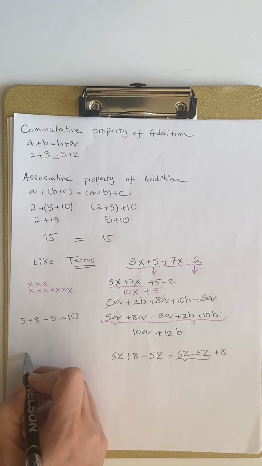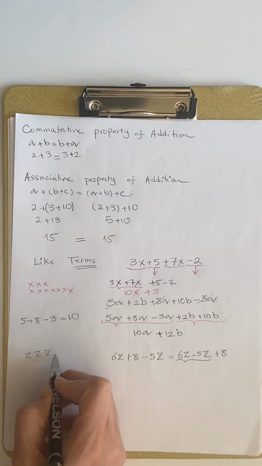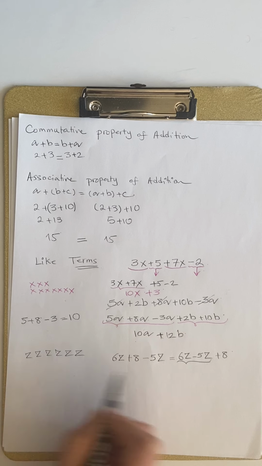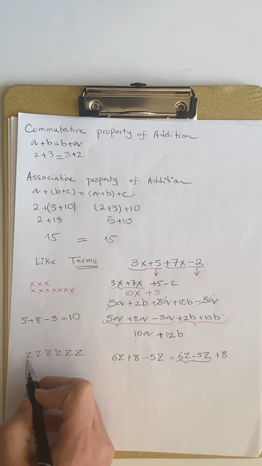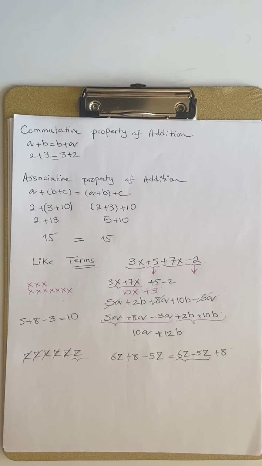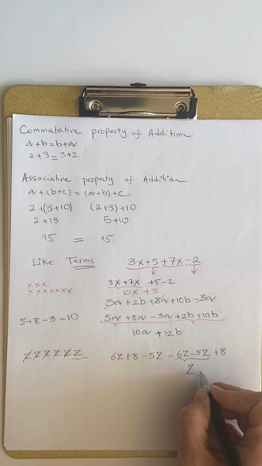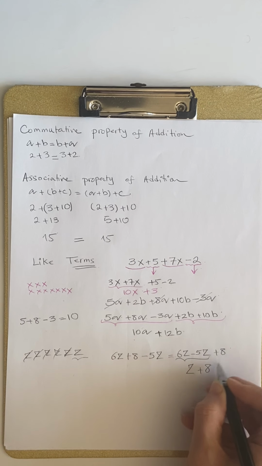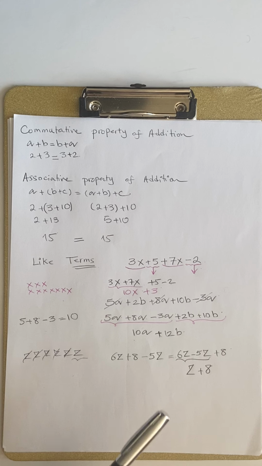So it's like you have 6 of them. 1, 2, 3, 4, 5, 6. You take away 5. Let's take away 5. 1, 2, 3, 4, and 5. How many remains? 1z, right? We're just going to go ahead and write it down as z. Just going to go copy the plus 8.